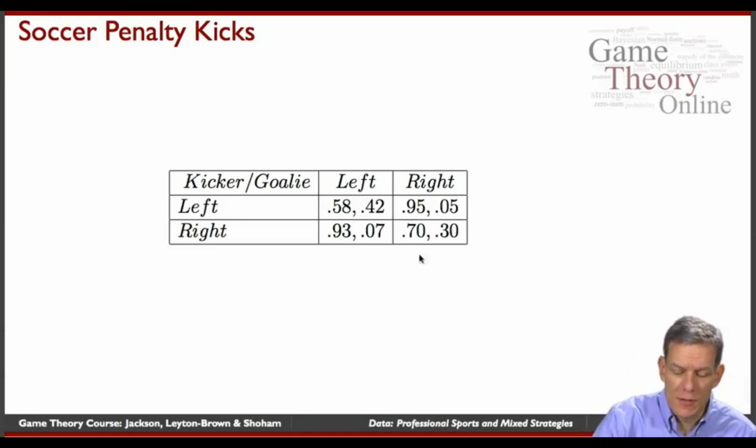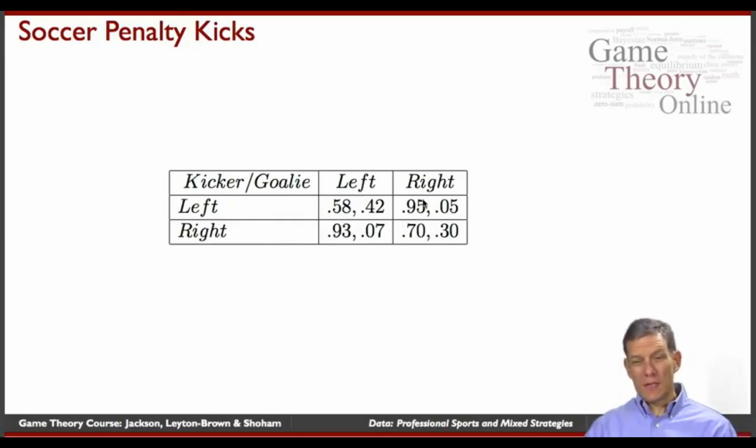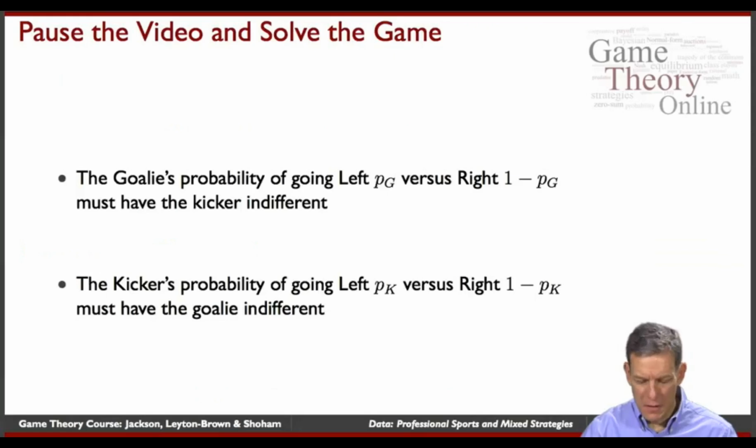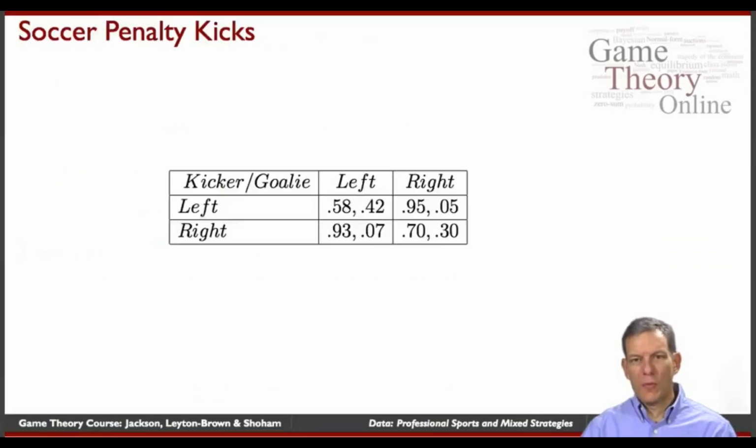Okay, so we do see that there are biases here. There are some advantages and disadvantages. Going left against right is slightly better for a kicker than going right versus left. Not so different, but left compared to right, we see a little bit more of a difference. So this is an asymmetric game. It's a fairly subtle one. So we have to see whether or not we're going to end up with the Nash equilibrium in this game.